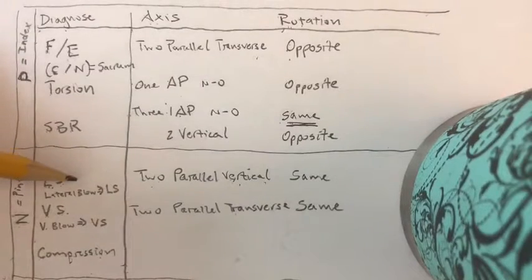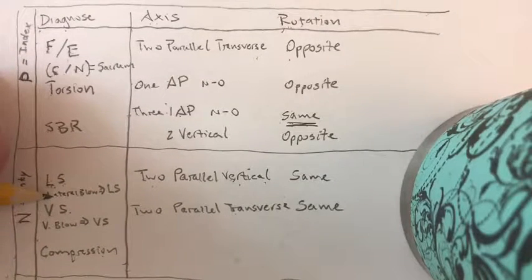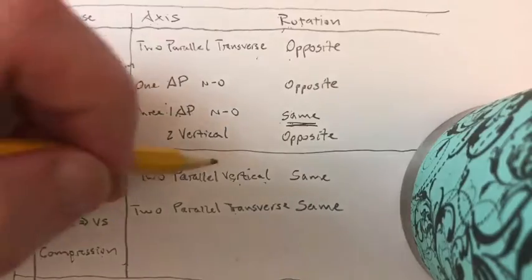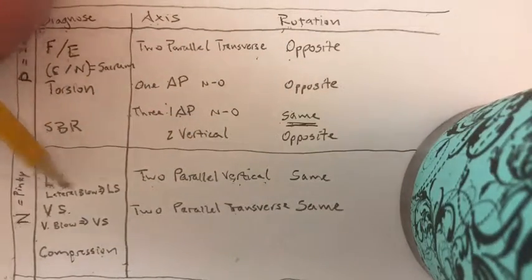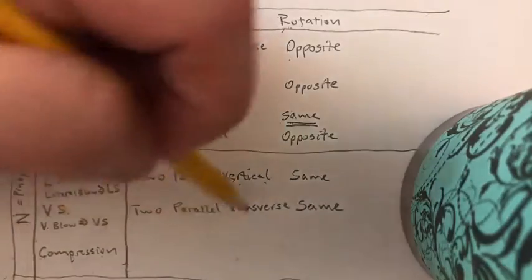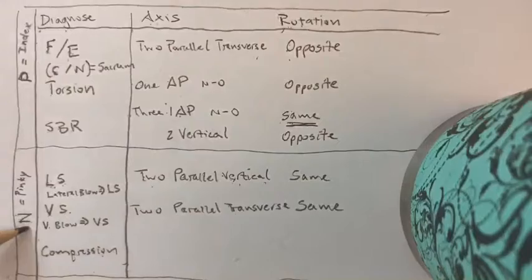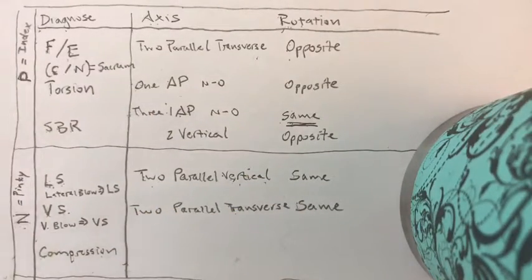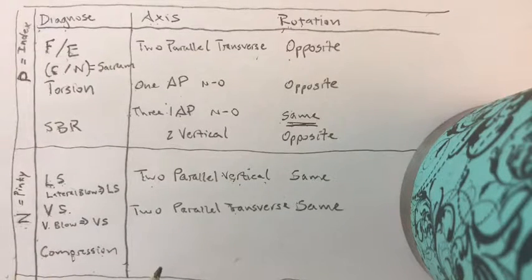Now for non-physiologic motions, remember that a lateral strain diagnosis, 2 words, 2 axes. It's lateral diagnosis, it's a vertical axis. Vertical strain, vertical diagnosis, transverse axis. It's non-physiologic, so the rotation is going to be the same. And for compression, it's considered non-physiologic by many, but technically it doesn't have a rotation by definition.